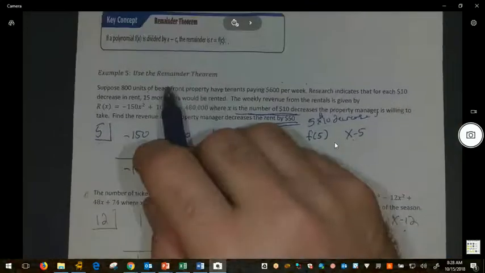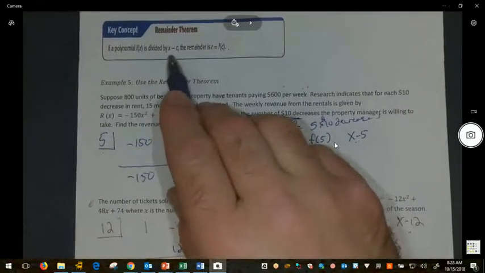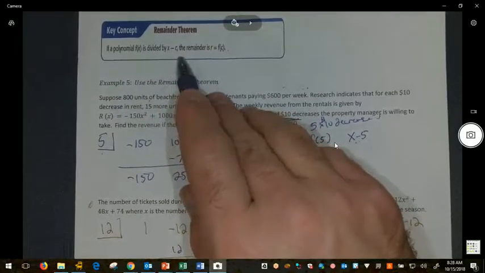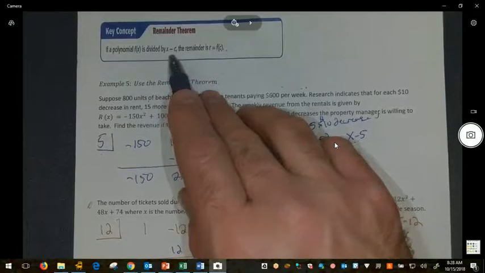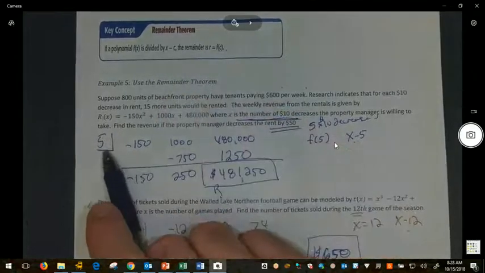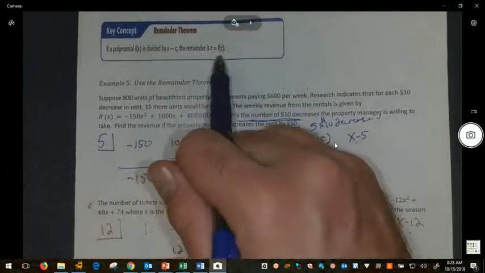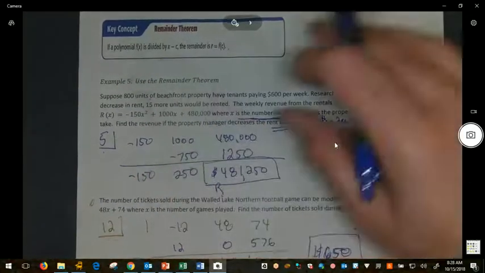All right, so that's our remainder theorem. If it's divided by x minus c, or we're doing synthetic substitution, that means x equals c. Plug that into synthetic substitution, whatever your remainder is, that's equal to the value of f of c.